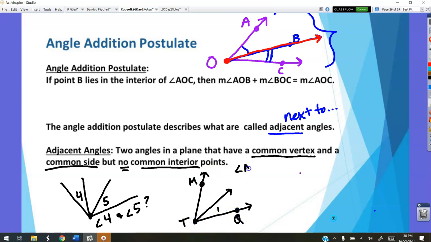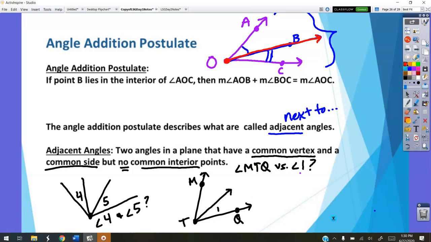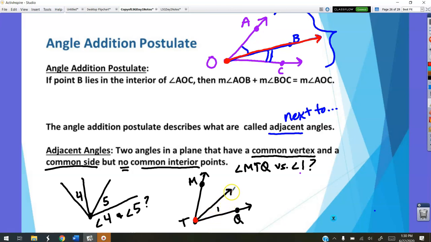We'll compare angle MTQ, which is the big angle, and angle 1. Do they have a common vertex? Yes. Do they have a common side? Well, angle 1 has side TQ, and so does the big angle. So technically, yeah, they both have that side. But would you say the big angle and 1 are adjacent? No, because they overlap. Angle 1 is inside of angle MTQ. So the big angle, MTQ, and angle 1 are not adjacent.